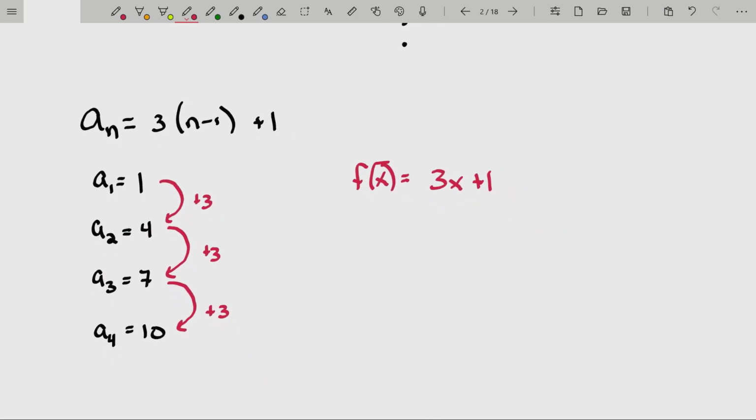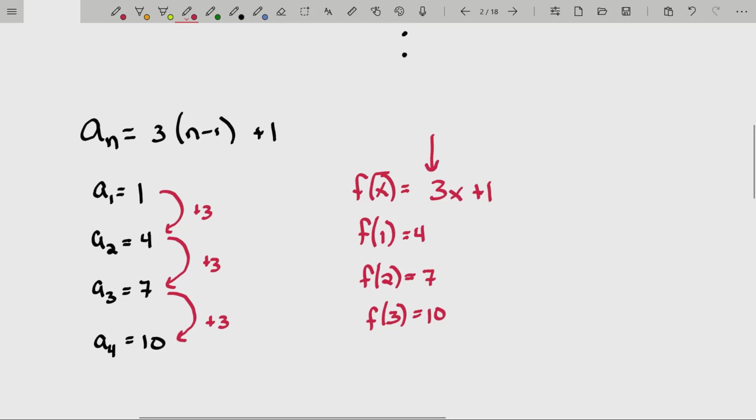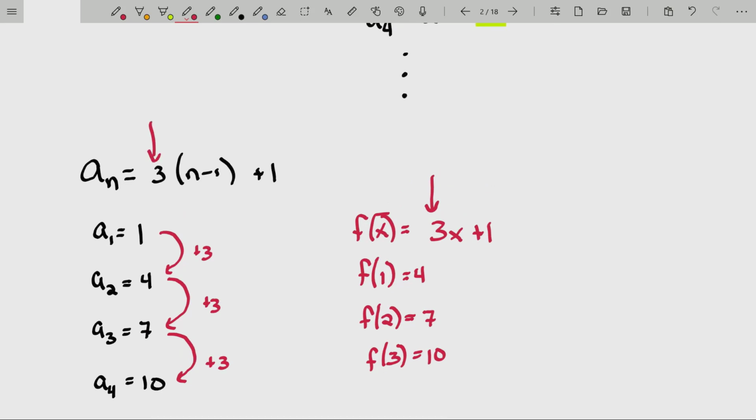But if you take a look at the values for this, f of 1 would be 4, f of 2 would be 7, and f of 3 would be 10. Notice those numbers actually appear over here, right? So it very much looks like the behavior of an arithmetic function mimics that of a linear function. Instead of calling our 3 a slope, we're just calling our 3 a common difference.